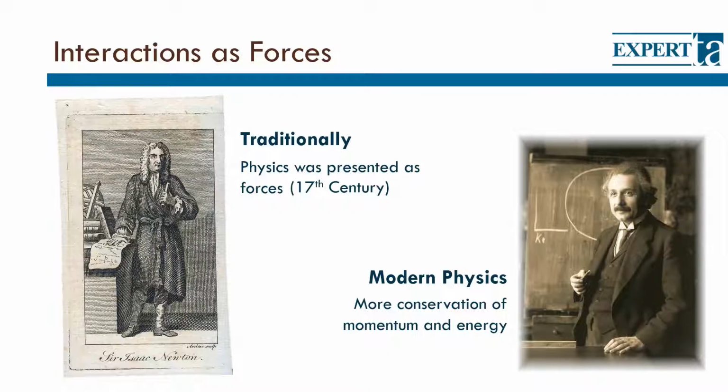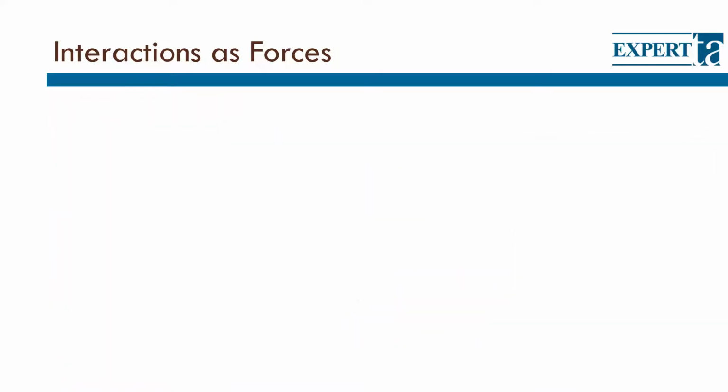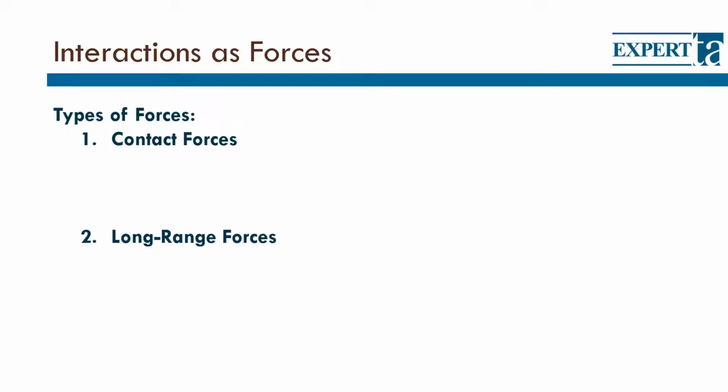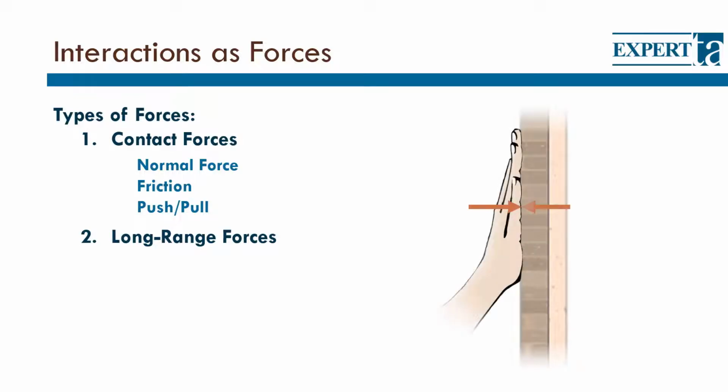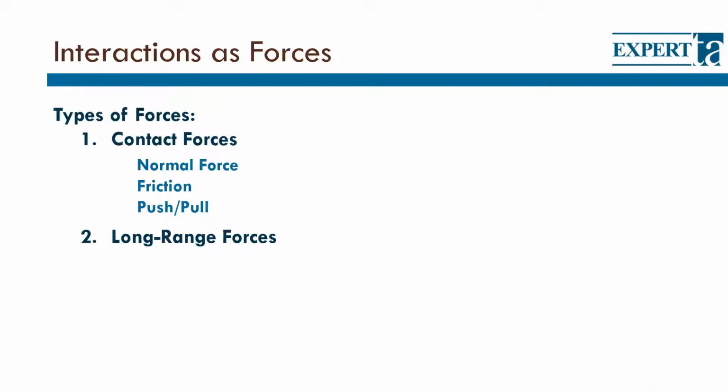So now we just need to introduce the basic kinds of forces we have, which fall into two essential classifications: contact forces and long-range forces. Some examples of contact forces include the normal force, the frictional force, and any sort of generic push-pull force. So if I push on a wall, that wall pushes back on me. That is a contact force because I'm making contact with the wall.